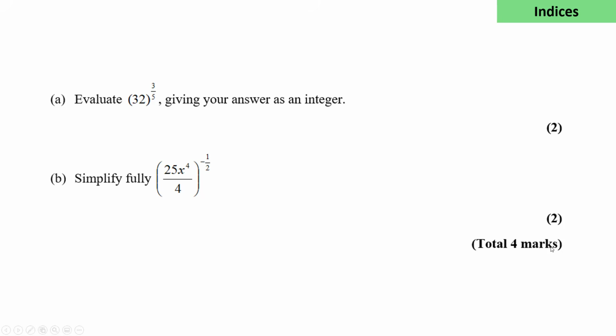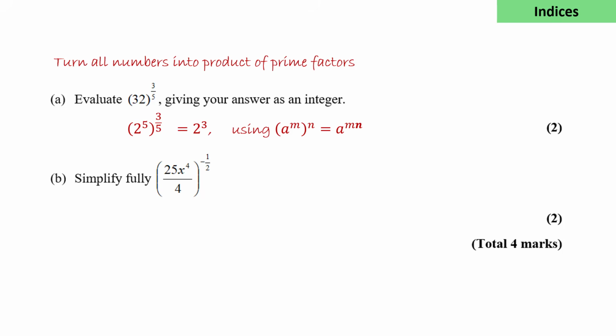We'll start with an indices problem. My first tip, given this type of problem, is to convert all your numbers into products of prime factors. So here we'll have 2 to the 5th to the power of 3/5, which equals 2 to the power of 3. If we raise a power to a power, we multiply the indices.